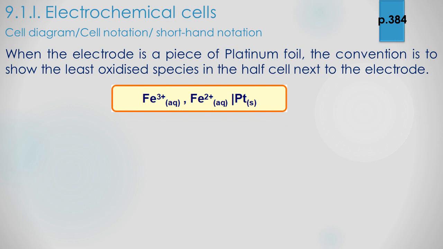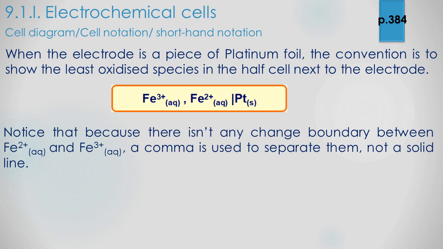You can see here we are using a comma because there is no physical change. There is no state change between Fe3+ and Fe2+. The solid line is used between Fe2+ and the platinum. Notice that because there isn't any change of boundary between Fe2+ and Fe3+, a comma is used, not a solid line.